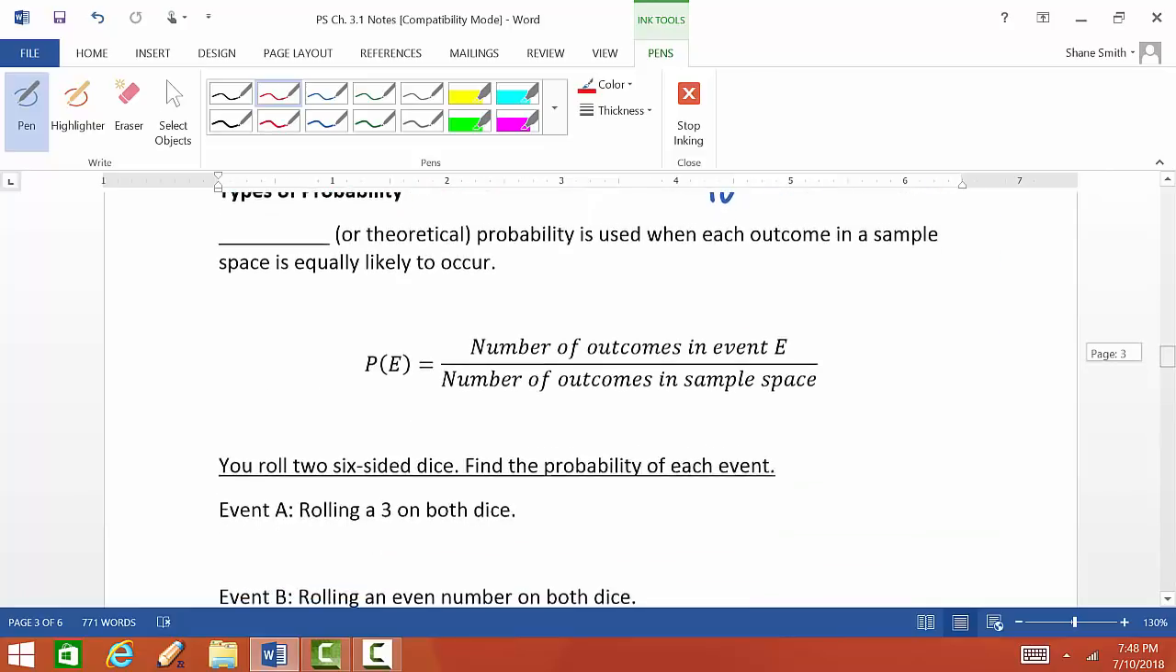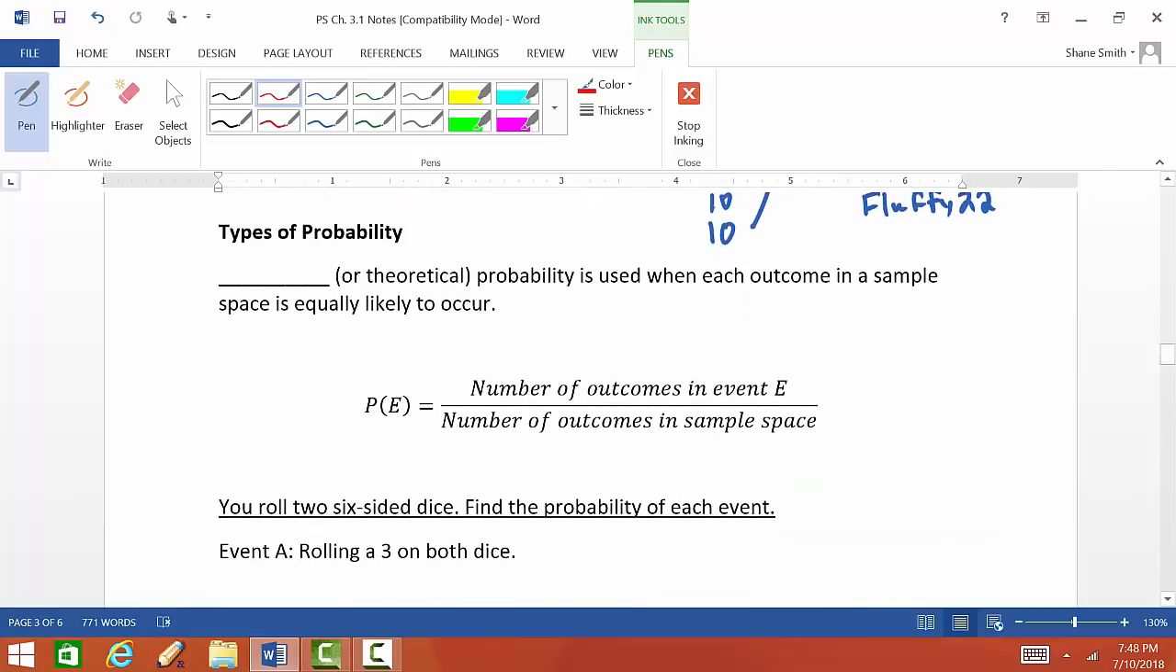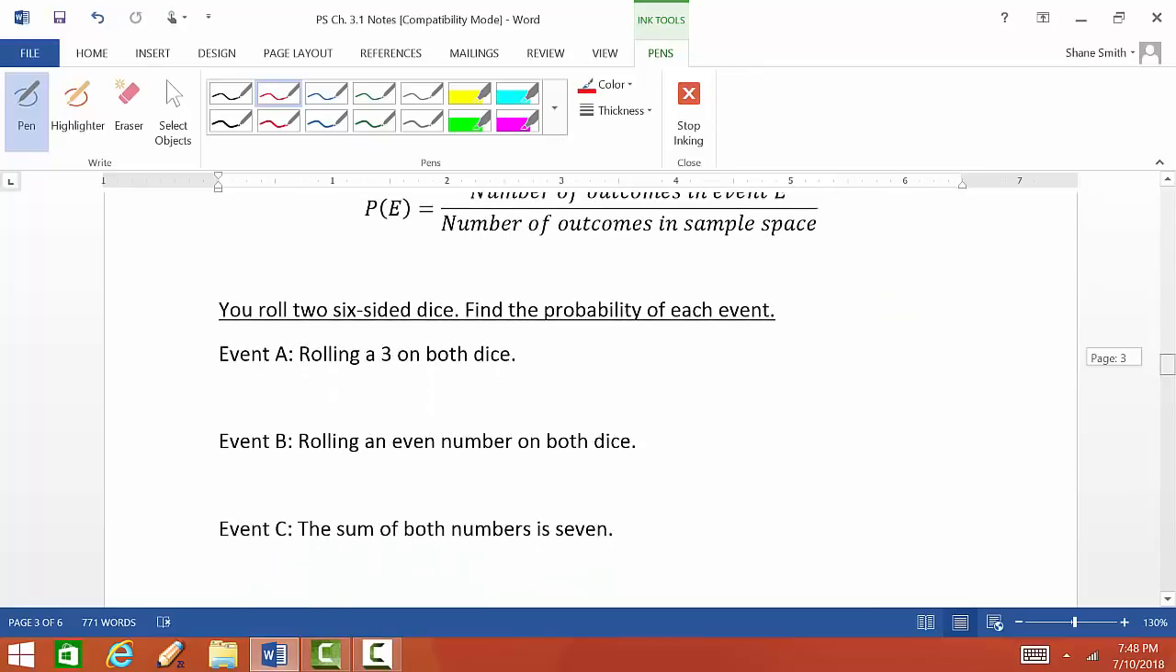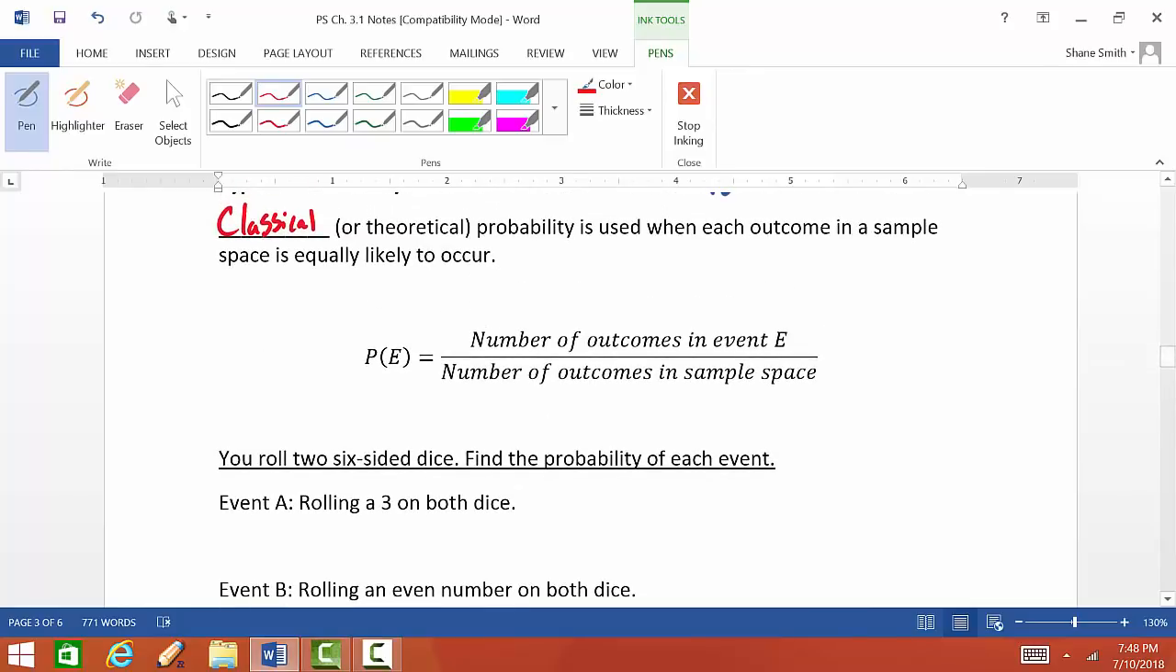Okay, so using these concepts together, we're going to figure out types of probability. The first type we're going to talk about is classical, and then we're going to talk about empirical probability. Classical probability applies if each outcome in a sample space is equally likely, and that is an important assumption we're making. To find the probability, we take the number of outcomes in event E and divide by the number of outcomes in the sample space.